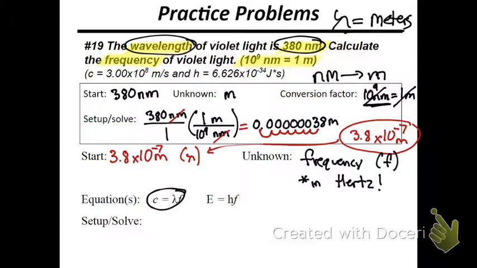Remember, the speed of light in a vacuum is a constant. All light travels at the same speed in a vacuum. So we're going to start with 3.0. Actually, we're going to do this over here because I'm running out of room. 3.00 times 10 to the 8th meters per second is equal to wavelength, which is 3.8 times 10 to the negative 7th meters, multiplied by the frequency, which is what we're solving for. To solve for this, you're going to divide both sides by 3.8 times 10 to the negative 7th to isolate f.